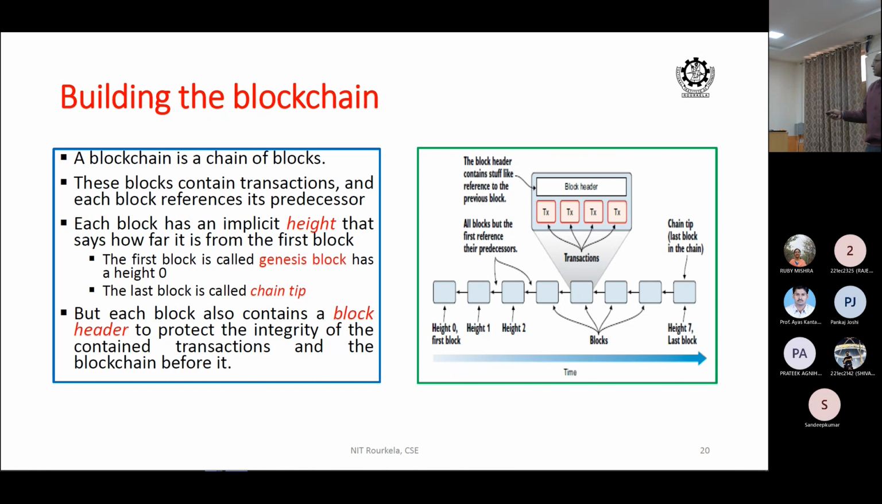Each block has an implicit height that says how far it is from the first block. The first block is called the genesis block, and the last block is the chain head. Any block that is added at the end of the blockchain becomes the chain head, and the very first block in the blockchain is called the genesis block. The rest of the blocks' structure depends on the genesis block. Each block also contains a block header to protect the integrity of the transactions and the blockchain.